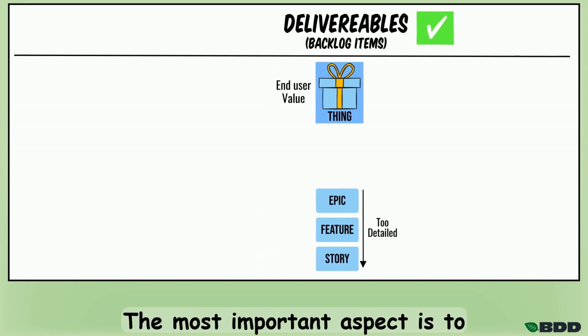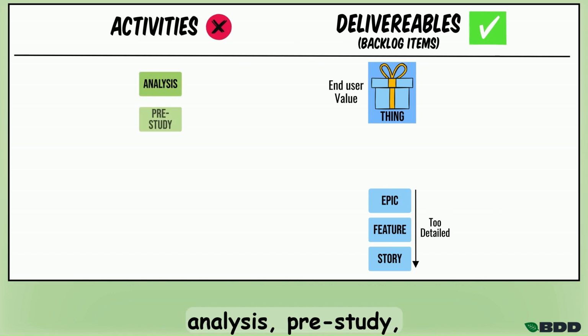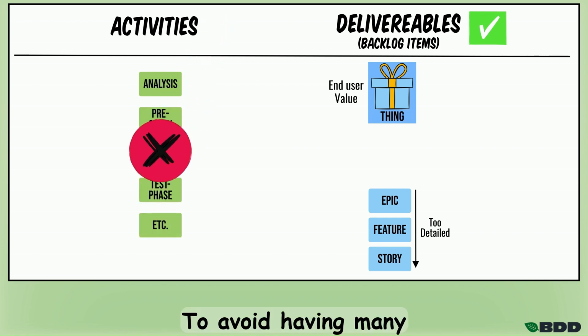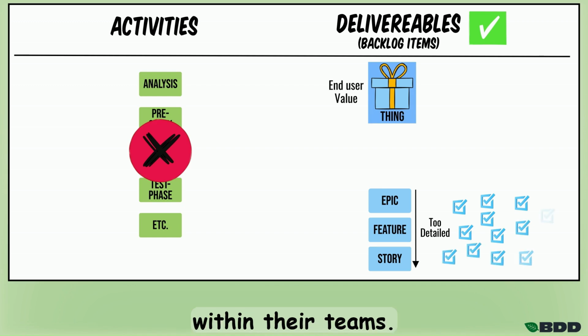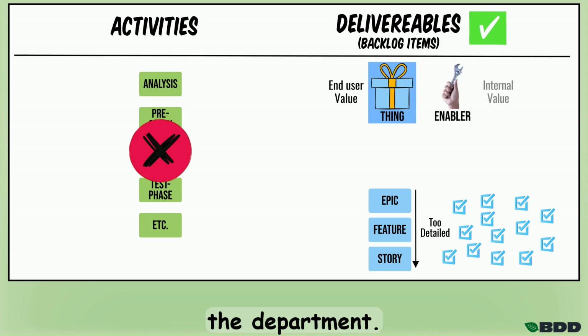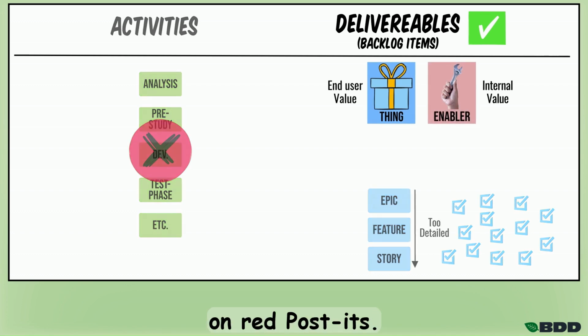The most important aspect is to bypass activities such as analysis, pre-study, development, test phases, etc. To avoid having many small items, I asked the delegates to refrain from including tasks performed within their teams. It's also vital to identify the enablers needed within the department. These things were written on red post-its.